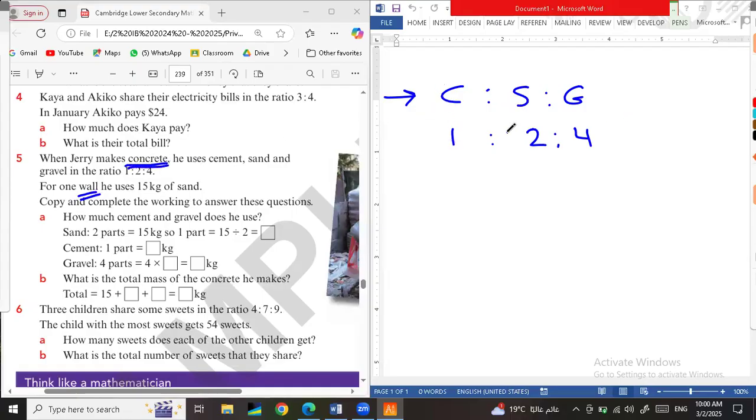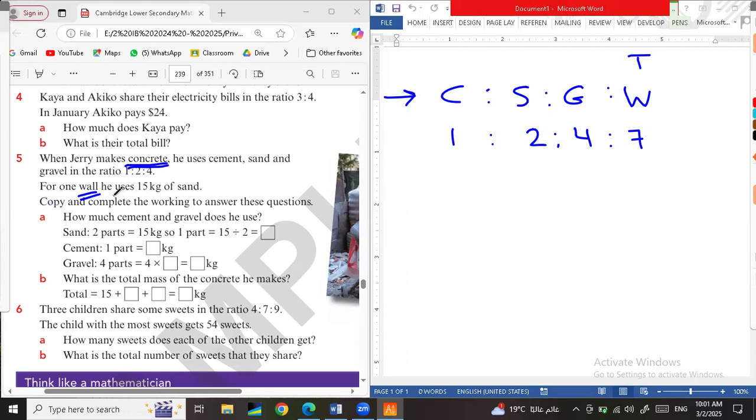So the cement with the sand and the gravel, you add them all up, they give you the wall, which is actually the total. Okay? You add all of them up, they make the concrete, which is the wall. So here is going to be 7, the total. So, copy pasting. All right. Now they want you to find how much cement and gravel he uses if he makes 15 kilograms. For one wall, he uses 15 kilograms of sand.